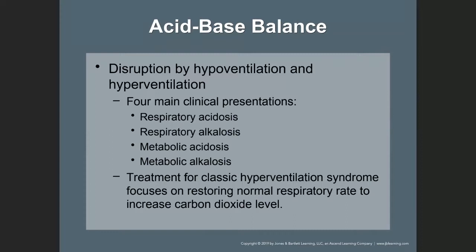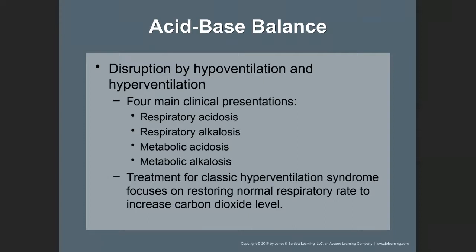So for respiratory acidosis and alkalosis, you're looking at the pH and the patient's breathing pattern and the amount of CO2 that is being retained or expelled. So if the pH drops and the end-tidal CO2 level is rising, that's respiratory acidosis. If the pH increases and the end-tidal CO2 level is dropping, that's respiratory alkalosis.